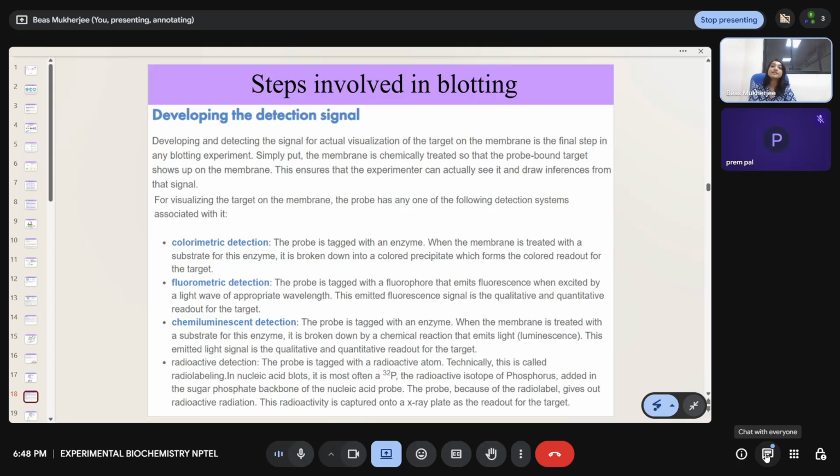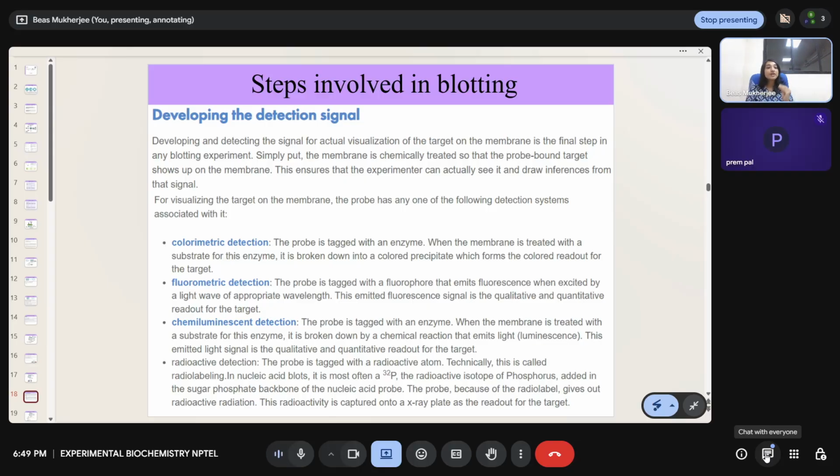So for visualizing the target on the membrane, the probe has any one of the following detection systems associated with it. One is colorimetric detection. So this is coming from color. Colored product will be produced here. Now the probe is tagged with an enzyme. When the membrane is treated with a substrate for its enzyme, it is broken down into a colored precipitate which forms the colored readout for the target.